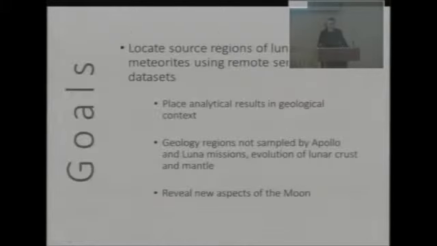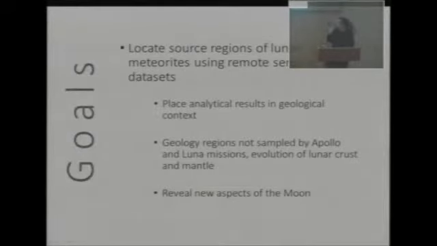Why do we want to know where the meteorites came from? Yes, we know that they are from the moon, but from where on the moon is important, because we need to know the geological context of those samples. First, we want to place the analytical results of some meteorites into the geological context.